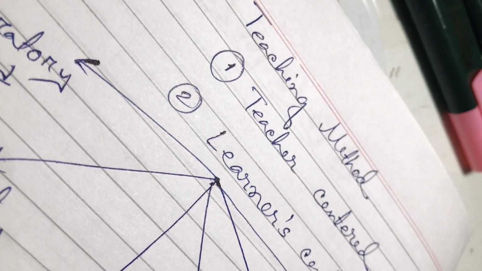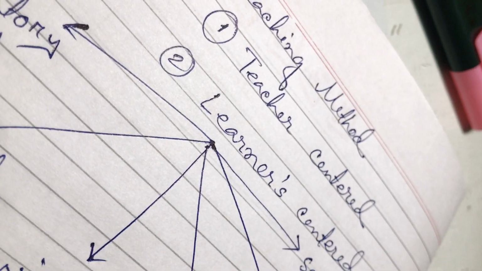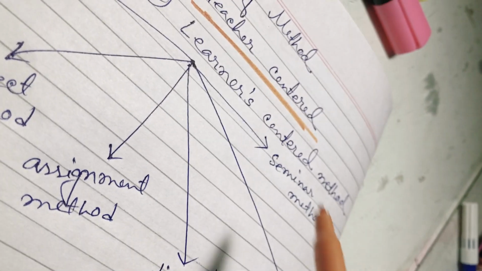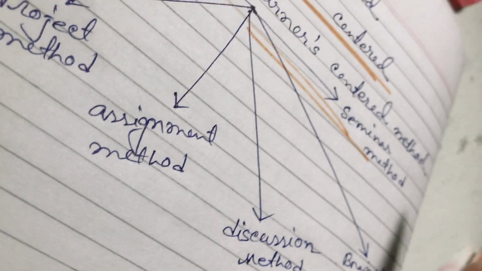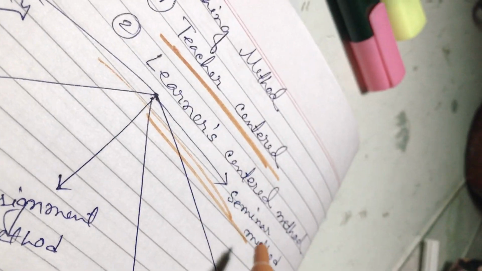Teaching method. We all know that there are two types of teaching method: one is teacher centered and the second is learner centered. So today we will go through the learner centered method.